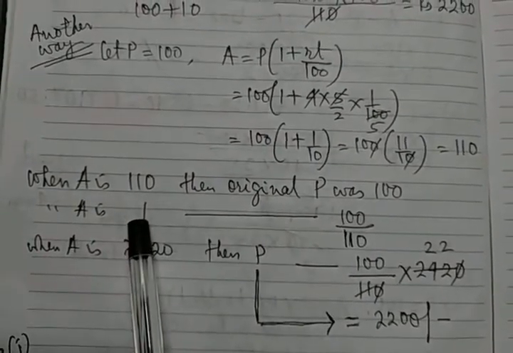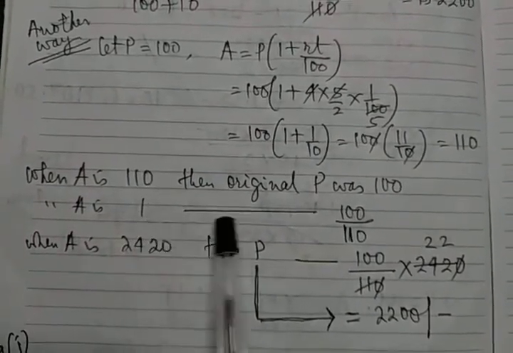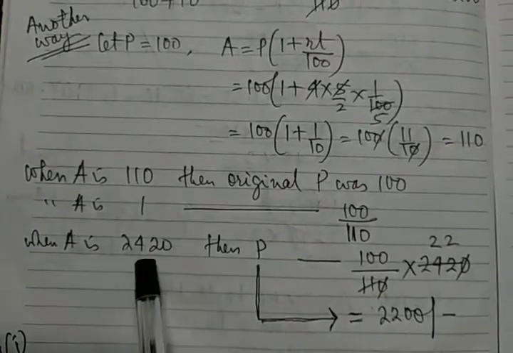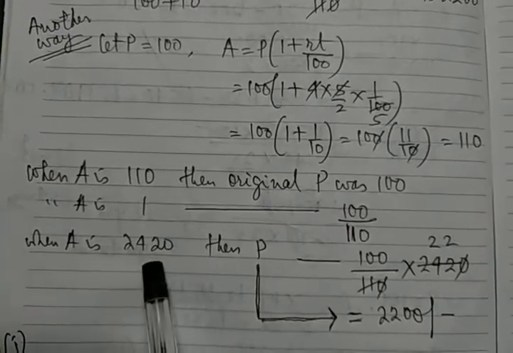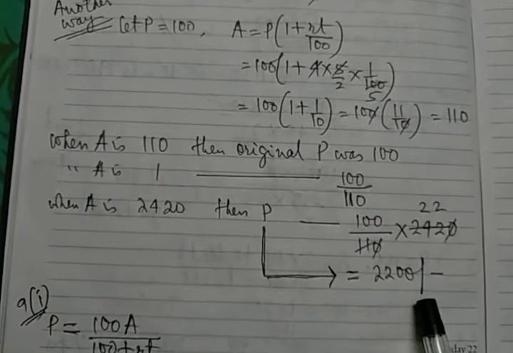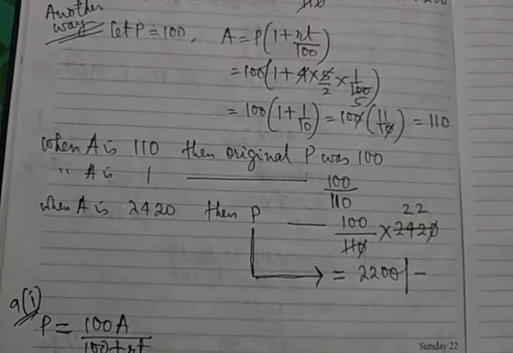So amount is 110, then original P was 100. Simple unitary method. Amount is 1. So amount is less, so here also the P will be less than 100. So 100 divided by less. But the final amount is 2420. Final amount 2420, then P will be more. So we multiply. So simple unitary method, you can do this way also.